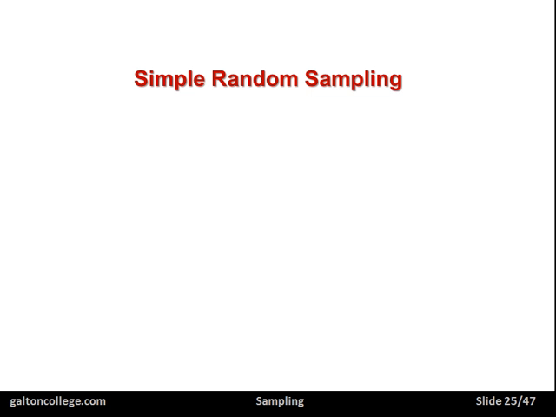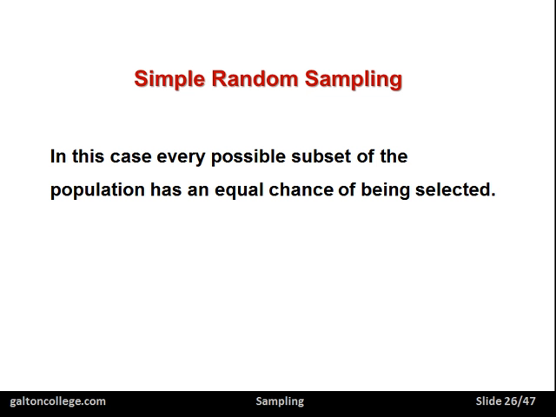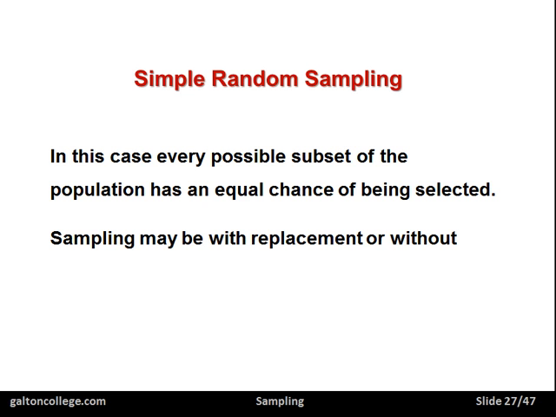Let's look at simple random sampling. In this case, every possible subset of the population has an equal chance of being selected. That's what we mean by simple random sampling. Now, the sampling may be with replacement or without.